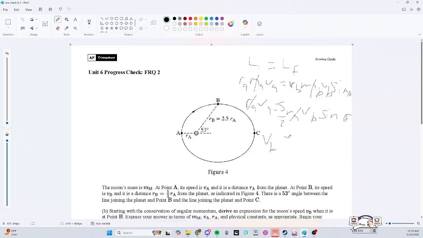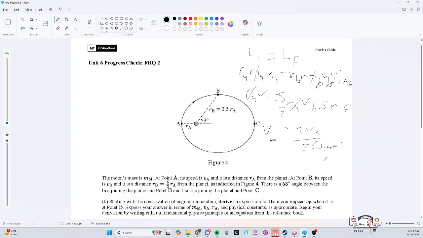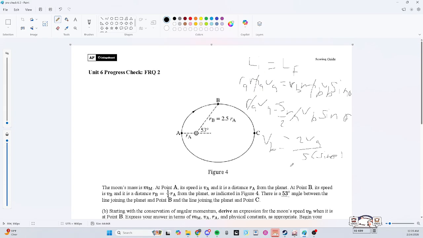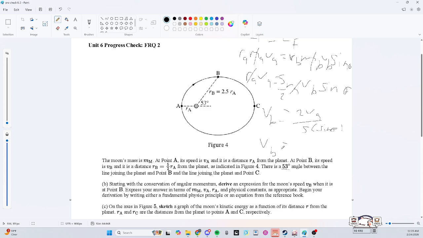Now we have VB is equal to 2VA over 5 times sine theta. Now due to the 3, 4, 5 right triangle, sine theta, and theta here is 53, is 4 over 5. So we can plug that in. 4 over 5, so it cancels out the 5s, and then this cancels out, and we have VA over 2.